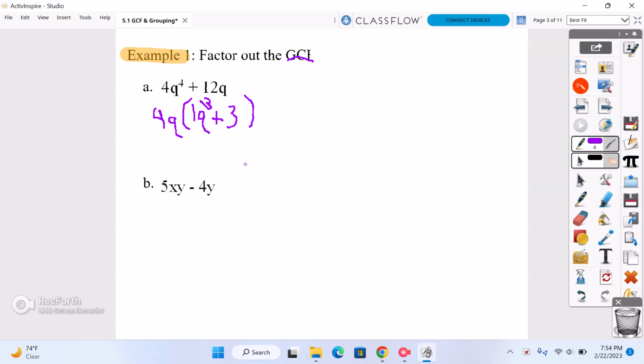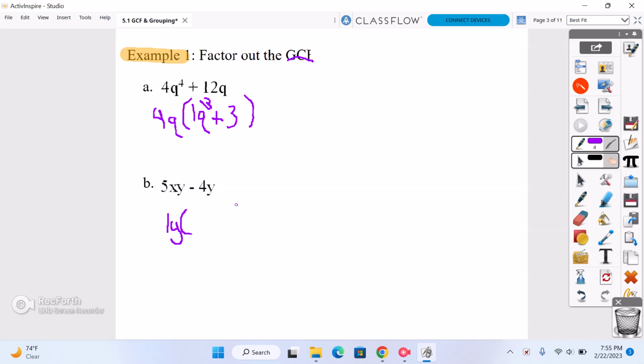Okay, so let's look at example 2. We have 5xy minus 4y. So again, we're going to take it piece by piece, and the greatest common factor between 5 and 4 would just be a 1. 5 and 4 are not divisible by the same numbers. X, well, we don't have an x in this term, so we can't take that. But we do have a y in both terms. So our greatest common factor here would be a 1y.